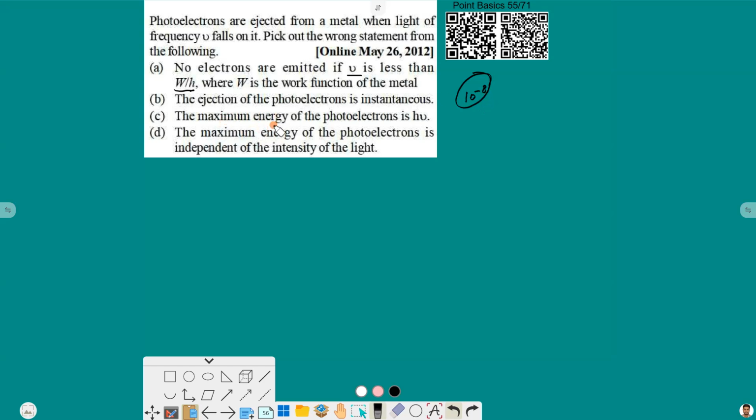Maximum energy of the photoelectrons is h nu, and the maximum energy of the photoelectron is independent of the intensity of light. From the photoelectric equation, we know that maximum kinetic energy KE max is equal to h nu minus phi. As we have a non-zero work function here, the maximum energy cannot be equal to the energy of the incident photon. So option C is wrong here, and that is the wrong statement we have to find. So option C is the answer for this question.